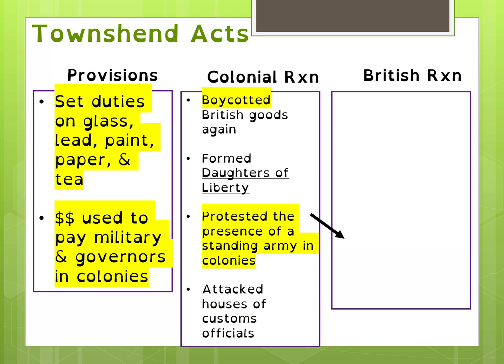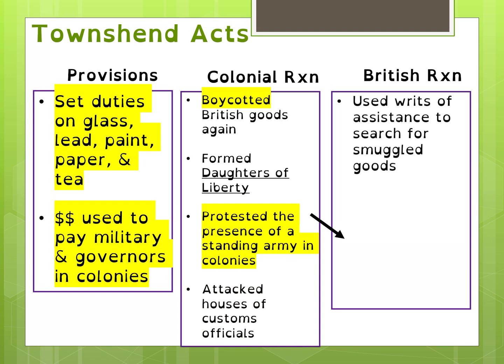The Americans, especially the Sons of Liberty, are also going to start attacking the houses of customs officials. When you import goods into a country, you have to go through customs. And that is where they will identify the goods that are to be taxed. So not only are tax collectors a target of the Sons of Liberty, now so are the customs officials that work in those offices. So these are the things the colonists are doing.